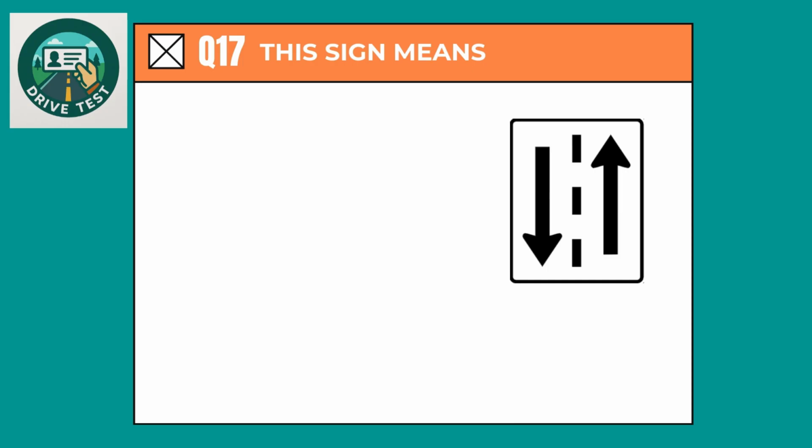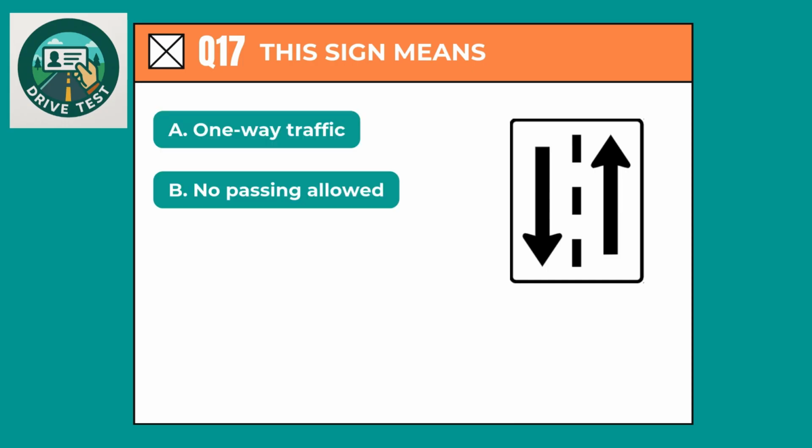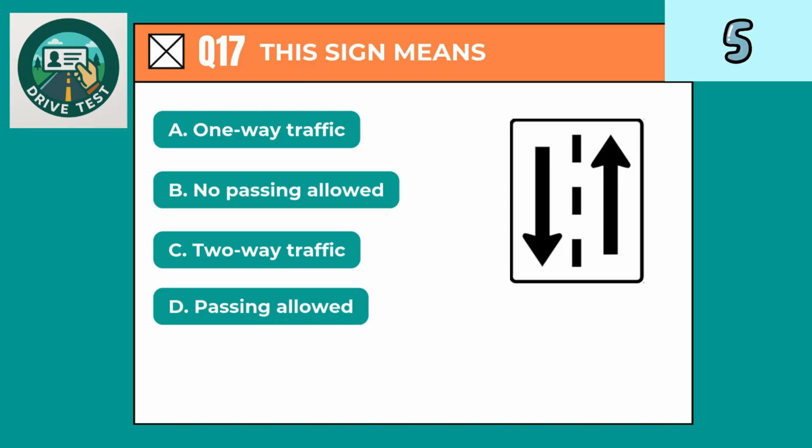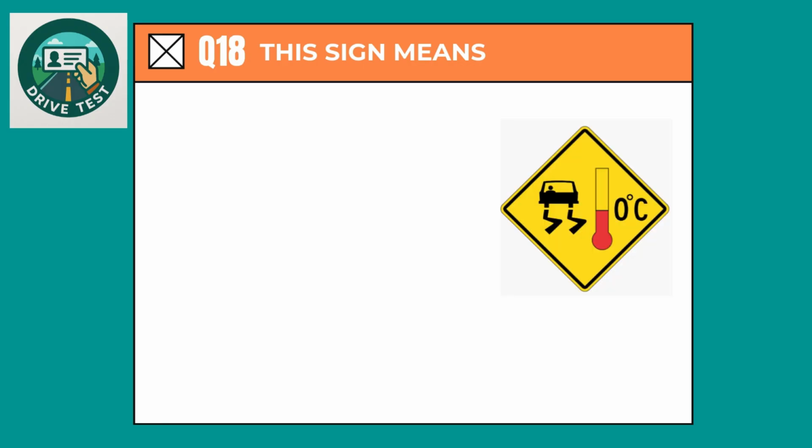Question 17. This sign means: A. One-way traffic. B. No passing allowed. C. Two-way traffic. D. Passing allowed. The correct answer is C. Two-way traffic. Traffic flows both directions. Be cautious when passing.